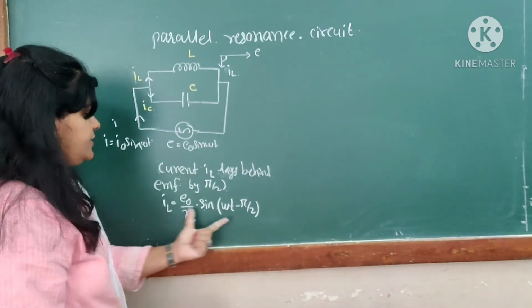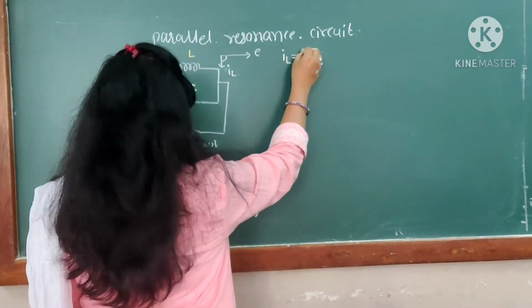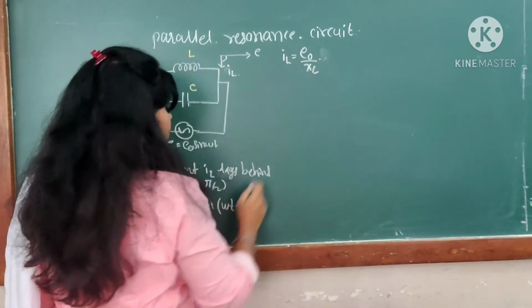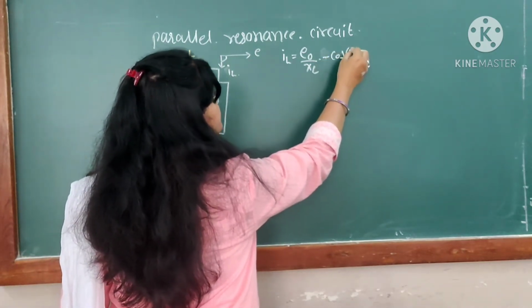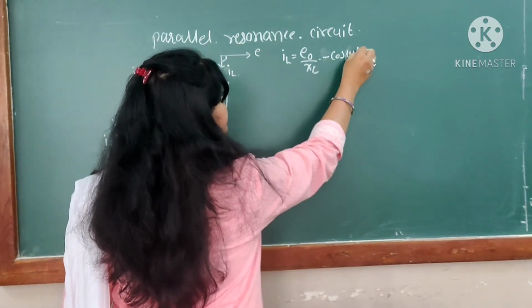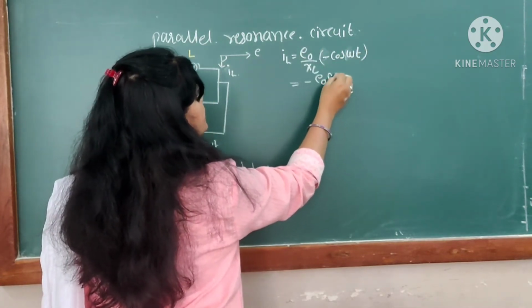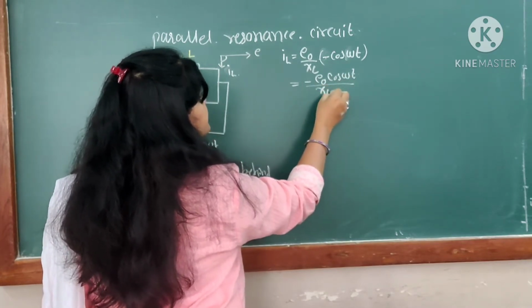For simplicity, IL is equal to E naught upon XL into sine of omega t minus pi by 2, which becomes minus cos omega t. So IL is equal to minus E naught cos omega t upon XL.